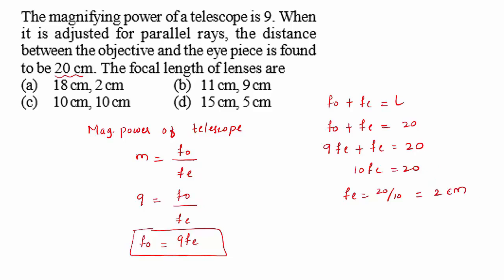Here remember, the final image is formed at infinity in the telescope, which is used to see heavenly bodies which are completely away from the observer. Now what we have to calculate? The focal length of the lenses. FE is how much? 2 cm. Similarly, FO equal to 9 times FE, that is FO equal to 18 cm. So 2 cm and 18 cm are the focal lengths of the eyepiece and objective lens. So 18 cm and 2 cm means option A is right.